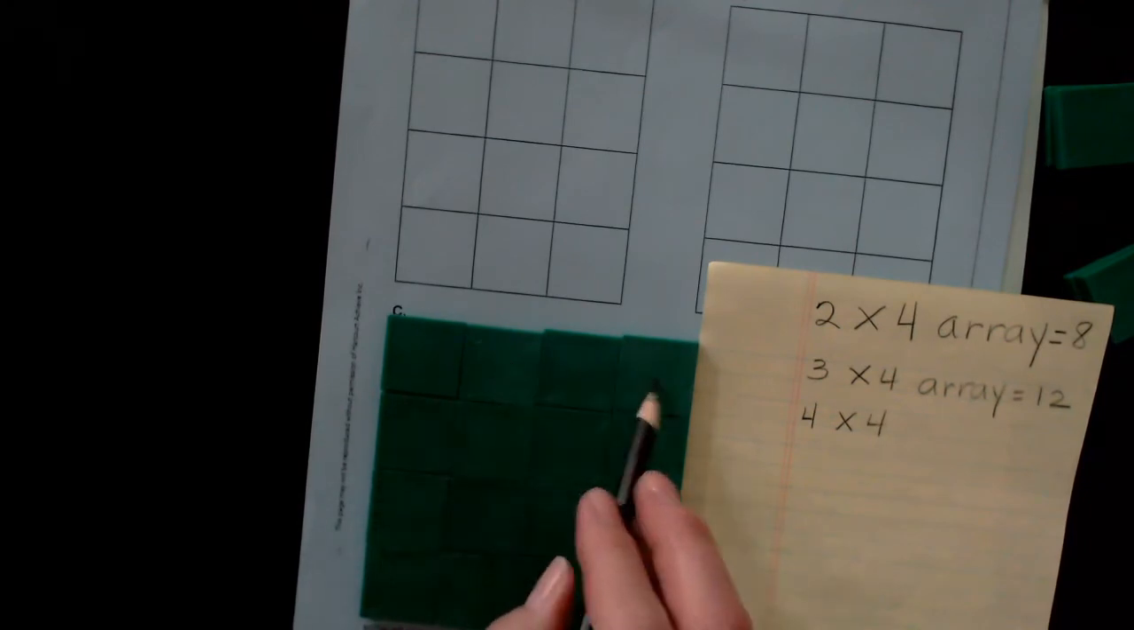Look at that. Perfect. 4 rows, 1, 2, 3, 4. 4 in each row, 1, 2, 3, 4. That makes a square. And so what is the label for that array? We would label it 4, because there are 4 rows, times 4 in each row. And so a 4 by 4 array, or 4 times 4, equals 16.